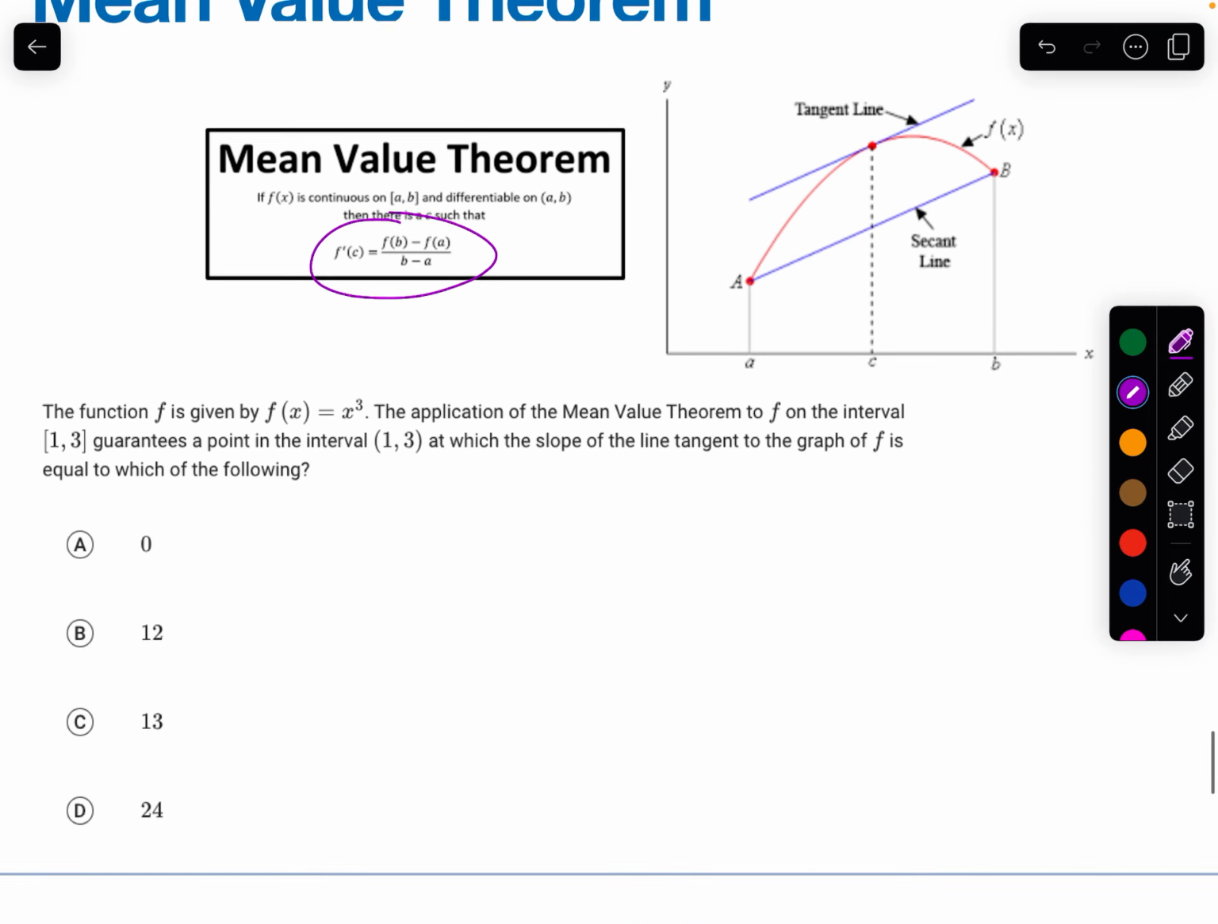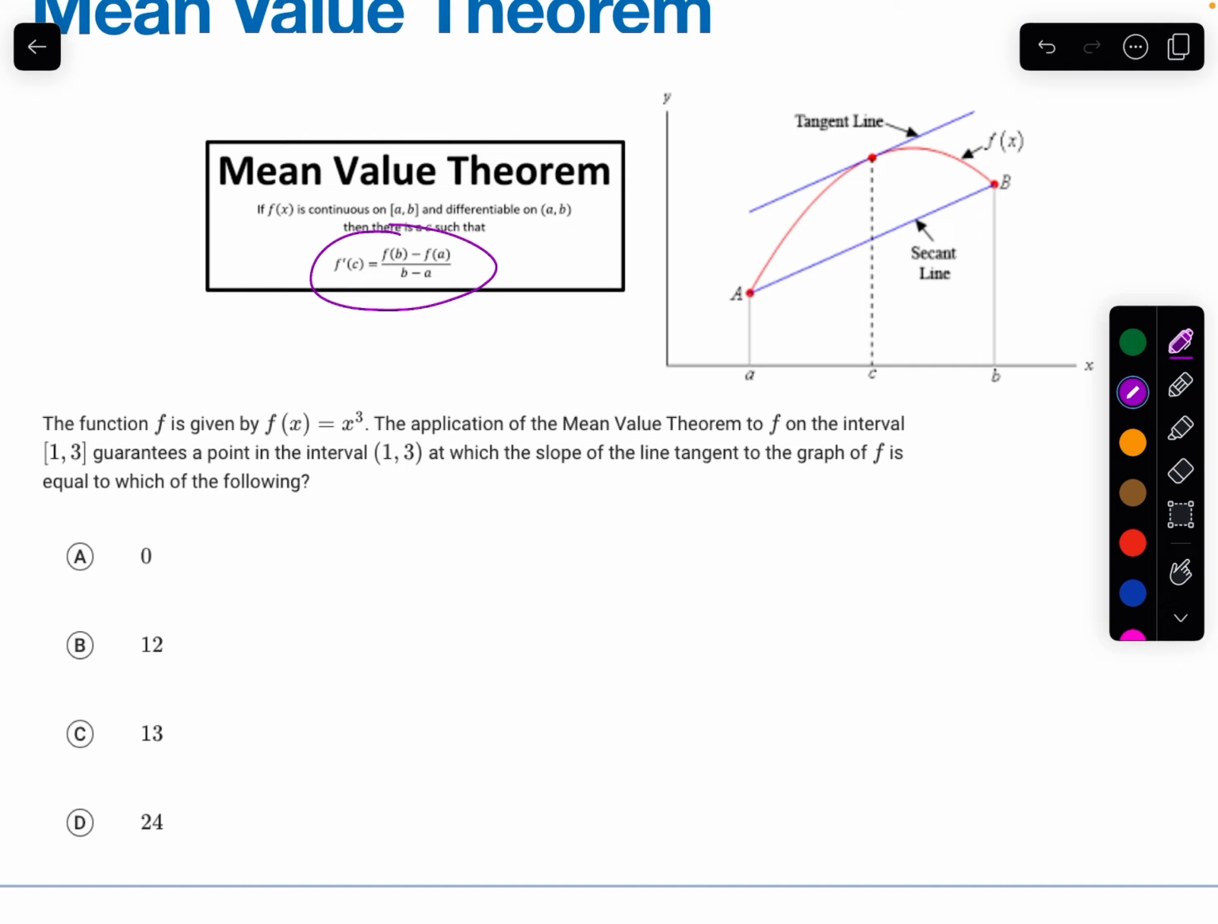So we've got this multiple choice question, f of x equals x cubed. The application of the mean value theorem on the interval 1 to 3 guarantees a point in that interval at which the slope of the tangent line is equal to which of the following? Well, this problem doesn't have much to do with a graph per se. We're not given a graph. I'm not going to sketch a graph when I don't need to. I think we can use this algebraic interpretation right here.